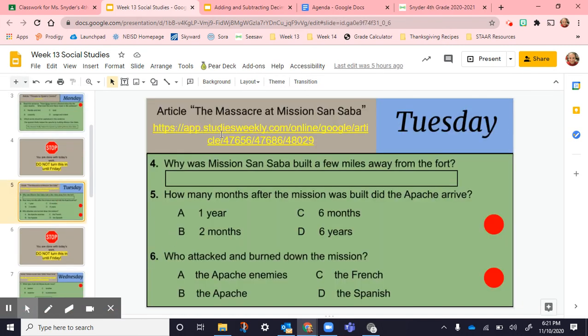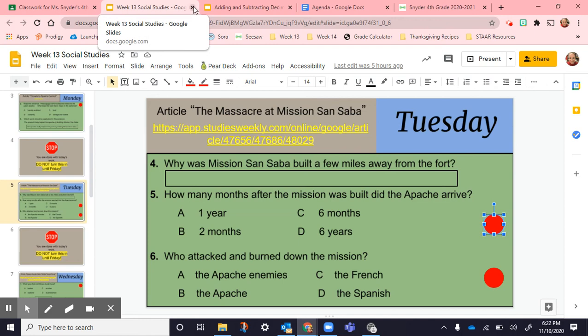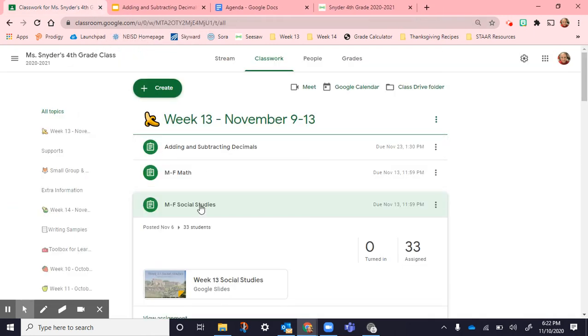Yep. All right, so 3 questions here, 4, 5, and 6. Why was it built a few miles away from the fort? How many months after the mission was built did the Apache arrive? Who attacked and burned down the mission? So here you're typing a complete sentence. Here you're clicking the dot and putting it over your response. So make sure you have Monday should be done and Tuesday now should be done. And then just X out of that and that'll save there.